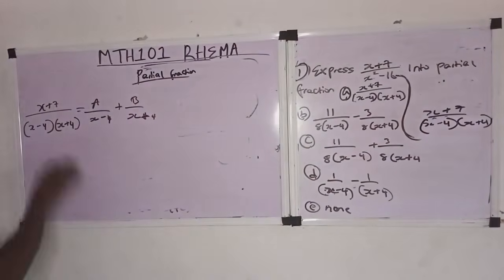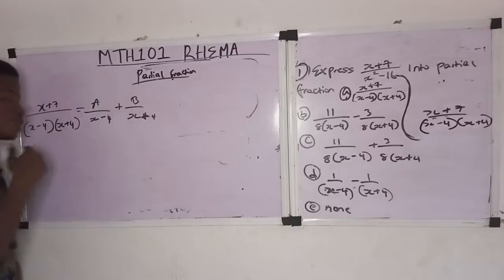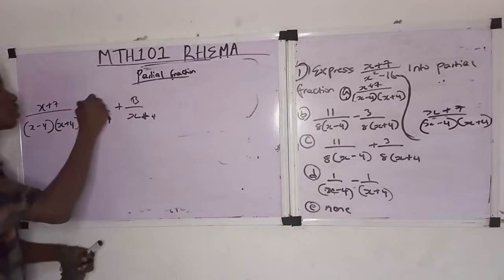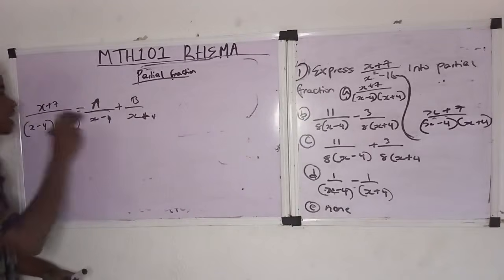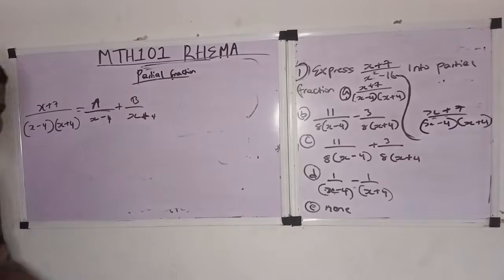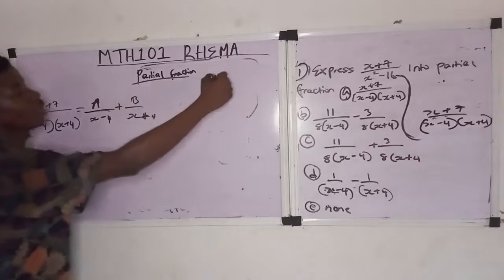So just forget about the numerator. Just focus more on the denominator. When you have something like this, if you want to decompose it, it will be A over this one, then B over this other one, right? So what next? We want to look for A.